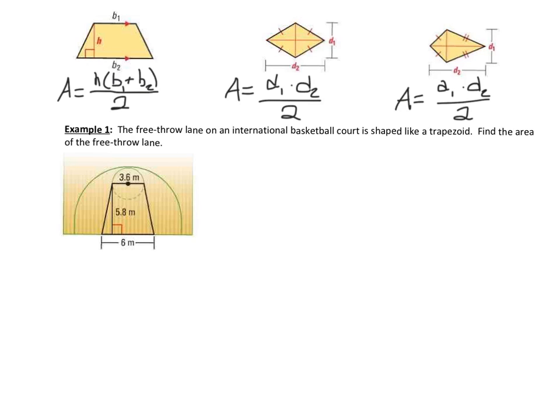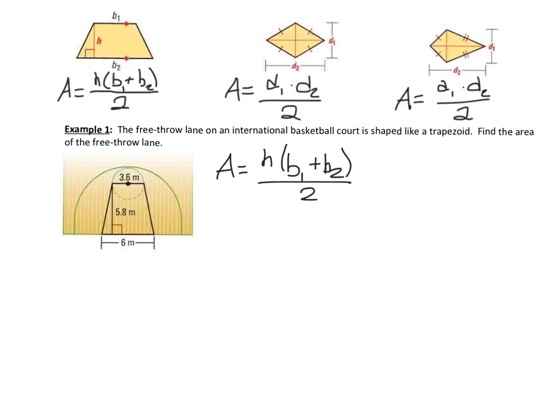Okay, let's go back and see what we are trying to find here. It says find the area of the free throw lane. So I'm trying to find how much area is in this trapezoid right here. So I've got the area of my trapezoid is equal to, I'm going to write this out. I like writing it out every time. It helps me try to memorize what all these different parts are. I've got my height times my base 1 plus my base 2. Take that whole thing and divide that by 2.